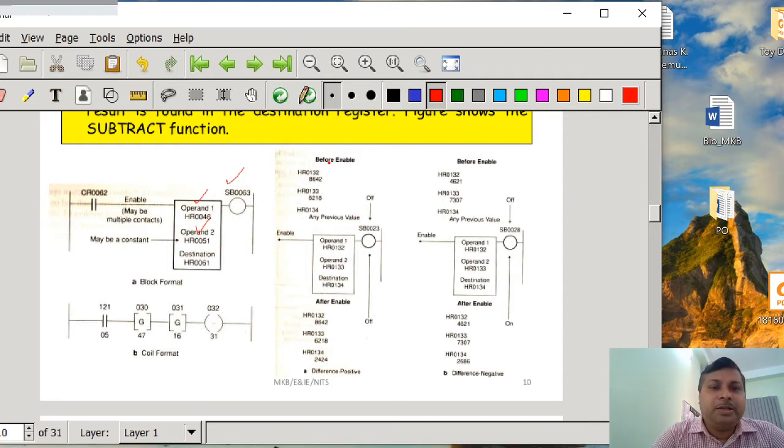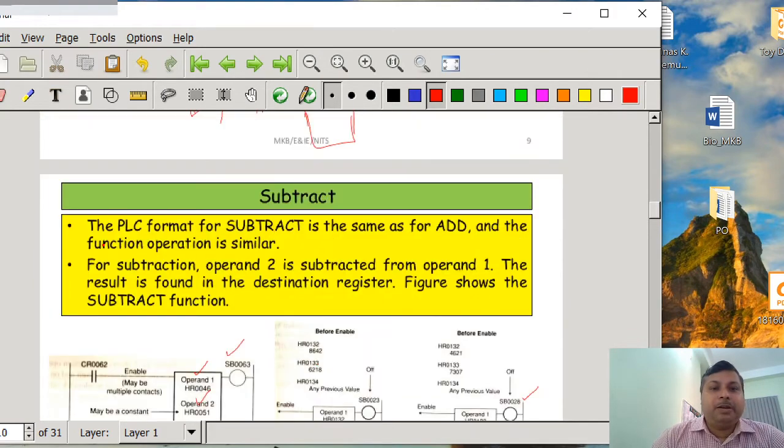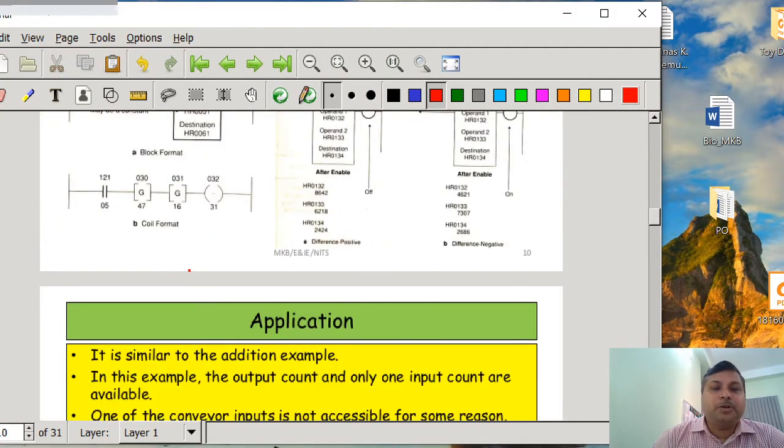This is the before enable. Whenever you enable it, the subtract operation will be done, and the result 2424 will be stored in the destination register, that is 134. And this SB0063 is going to be energized only if you have a negative number, meaning when operand 2 is greater than operand 1. Only then you have the negative number, and under that condition SB0063 will be energized. So this is the way the subtract operation is going to perform.